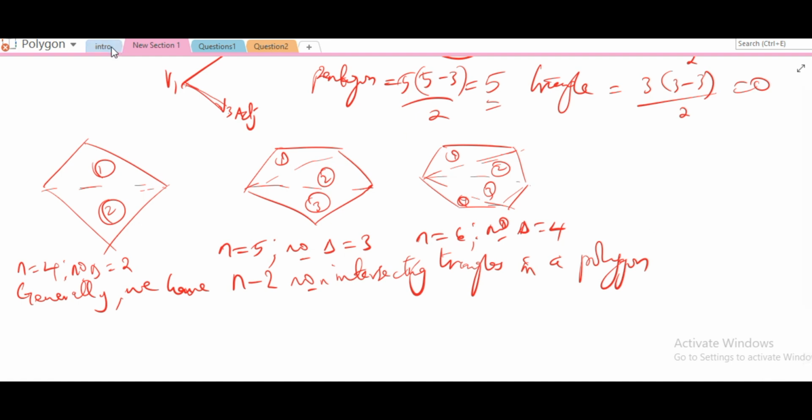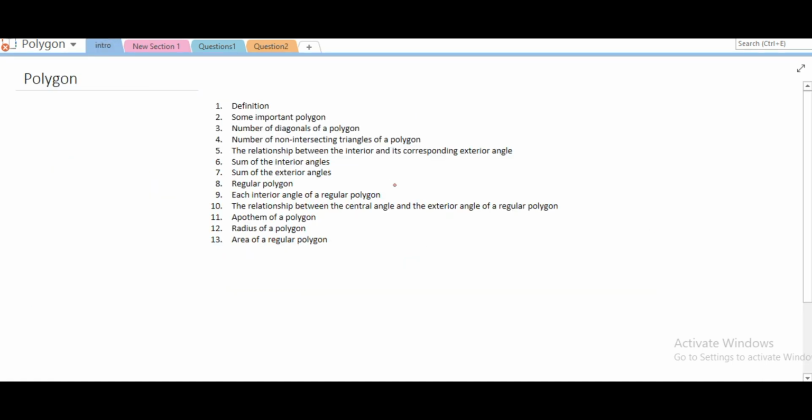So let's go over to the next. The relationship between interior and exterior angle. Okay.